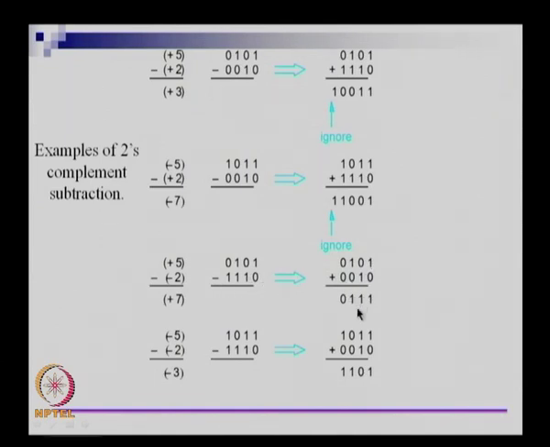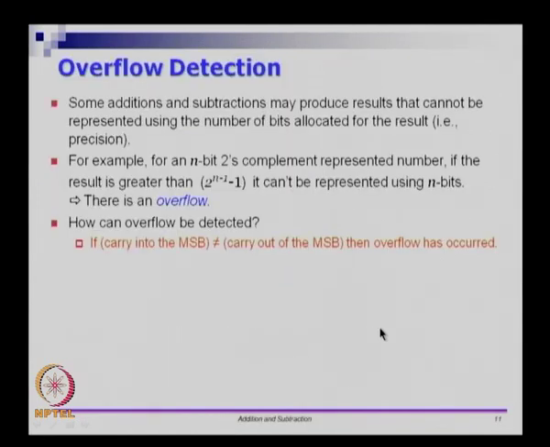You add these two together, that gives you 7, and similarly I wanted to work out minus 5 minus minus 2. When you do this, it is possible that there can be overflow. Some additions and subtractions can produce a result that cannot be represented in the given range. For example, if I give you an n bit 2's complement number, if the result is greater than 2 power n minus 1, it cannot be represented using n bits. So, a 4 bit 2's complement representation cannot represent 8 and above.